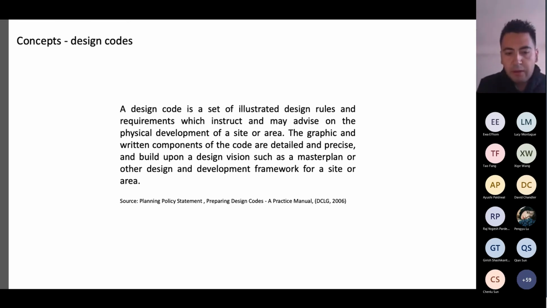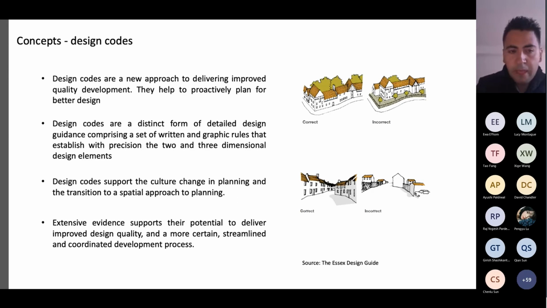Design codes in general have been studied in the last decades. They can help to deliver design quality, but also they are rules that are easy to read in general. These graphics show some examples of the power of design codes in terms of the built environment that a design code can create. Most of these graphics come from the Essex Design Guide in England. That is a precedent example that I have here for you.